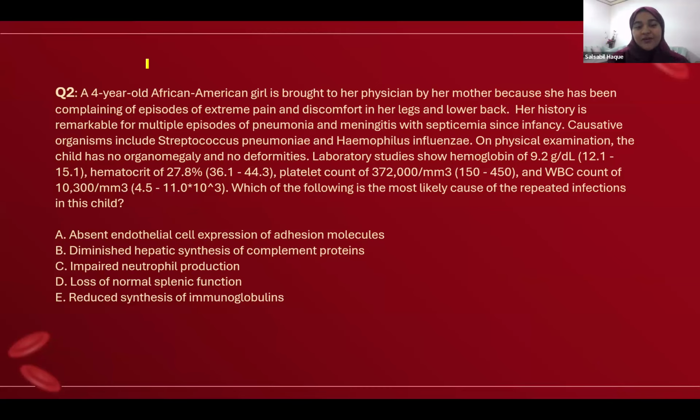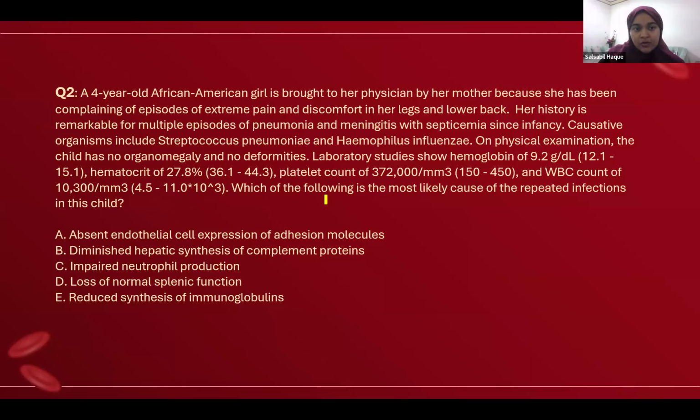D. Correct, it's D. So what disease are we thinking about here? He has episodes of extreme pain and discomfort. He has repeated strep pneumonia and Haemophilus infections. Basically he has anemia and repeated infections. So this is correct. This is sickle cell anemia.